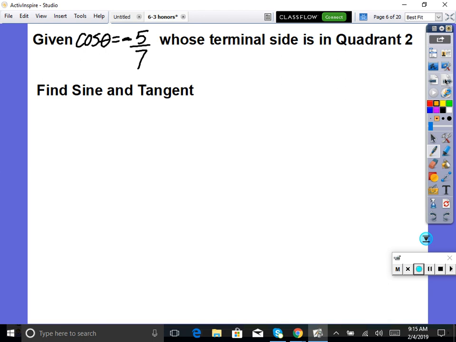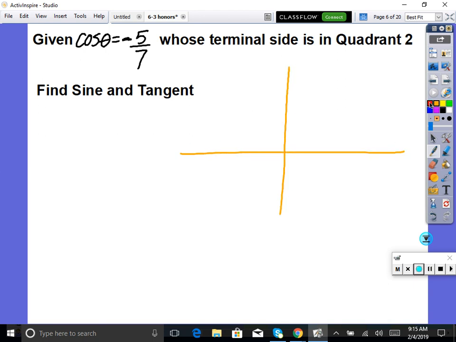Okay, now let's read this one. It's just giving us more information here. So it says, given that cosine of theta is equal to -5/7, whose terminal side is in quadrant 2, find sine and tangent. Now based on the words terminal side in quadrant 2, I know I need to draw an XY chart here. Quadrant 1, 2, 3, 4. Everybody see? It's just giving us a little more detail than just drawing a triangle floating in thin air.